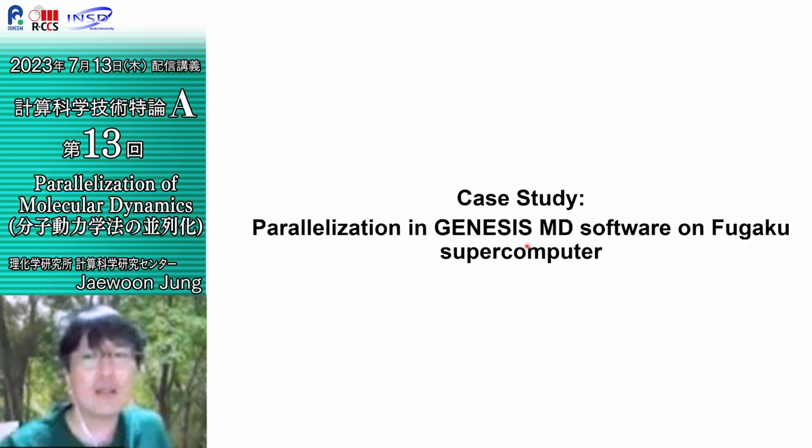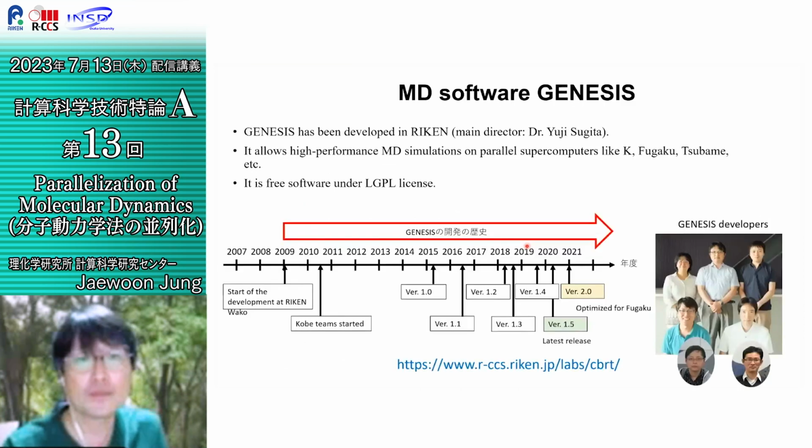Based on this, I'll talk about the parallelization of GENESIS on the Fugaku supercomputer. We have a GENESIS MD software history like this one, and recently we released GENESIS 2.0. I think you can download and use the MD software GENESIS by going to this web page. Because this is free software under the LGPL license, you can easily execute it, or you can also check the source code.